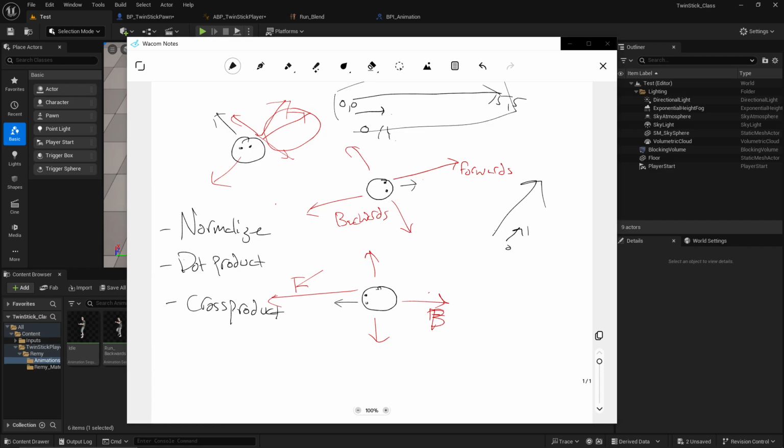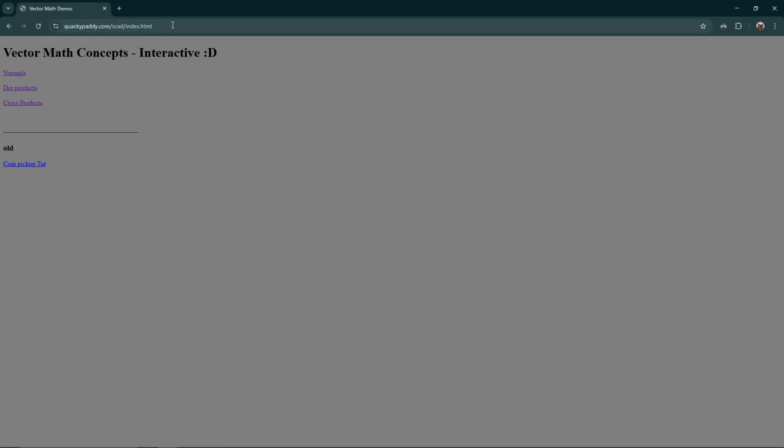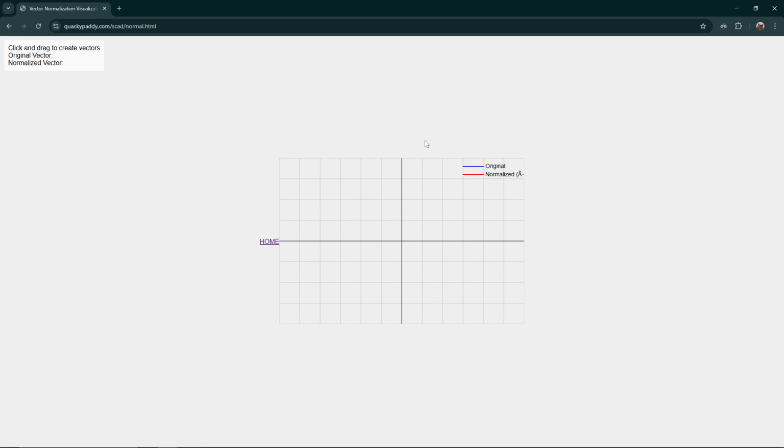So real quick, let's just take a look at that. What I've done is there is a link on your Blackboard to this web page that I've made. And there's just a few vector math concepts, the things we're going to talk about, normal, dot product, cross product. There's just a few little interactive pieces that will help us illustrate this. So when I click now and I draw a line, you can see that there's this blue line that's drawn.